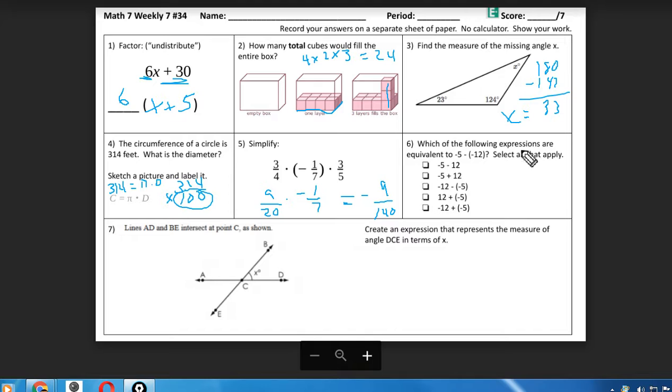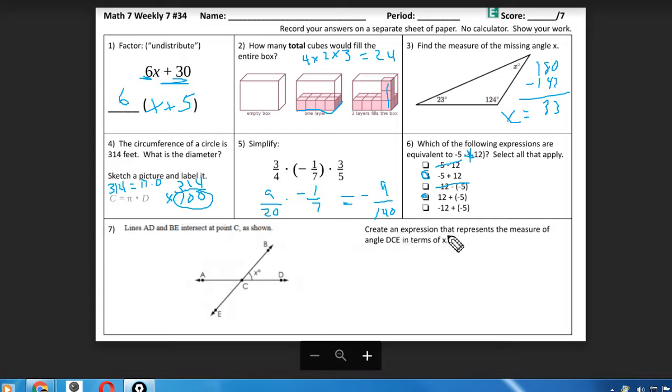Which of the following expressions are equivalent? So this is a negative 5, and we think about this as a positive 12 because I have the opposite of a negative. The opposite of a negative is a positive. So this one's not right. This one would be correct. This one would not be right. This one would be correct. So those two answers would be your answer.